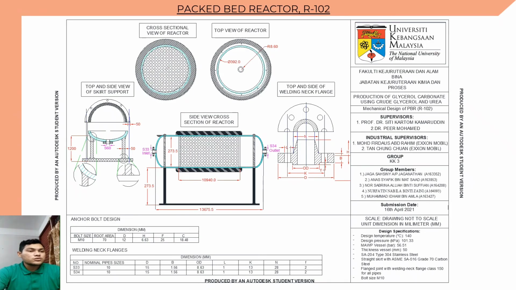We continue to the mechanical design for the batch reactor R102. The design and measurements are not to scale. The design is drawn based on the calculations in the detailed and mechanical design. As shown, the bottom unit is the side view cross-section of the reactor, while both of the top units are the side view of the bed in the reactor. Meanwhile, the left unit is the cross-section of the skirt support and the right is the cross-section of the welding neck flange.